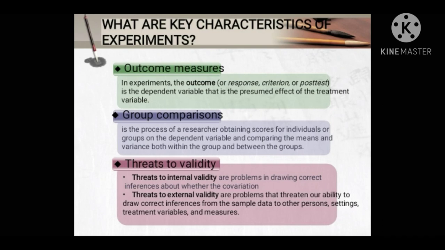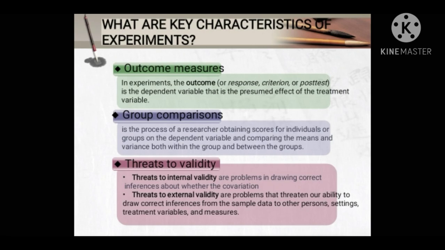The next is threats to validity. A final idea in experiments is to design them so that the inferences you draw are true or correct. So, threats to drawing these correct inferences need to be addressed in experimental research. Our discussion here will focus on the two primary threats to consider. First is internal validity and the second is external validity.